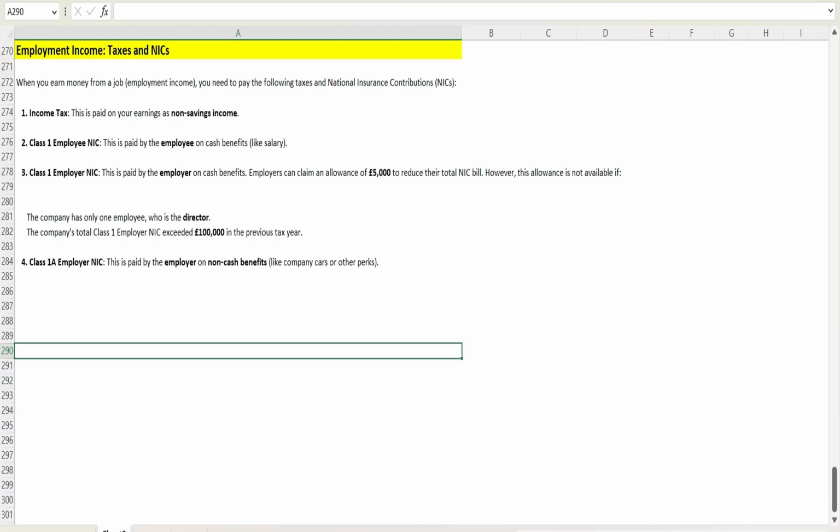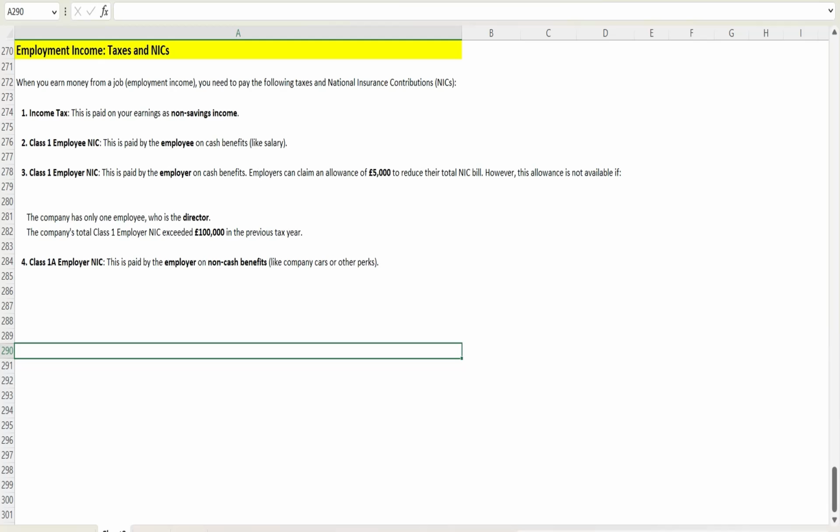So in this video, we will be learning about employment income and the tax which will be applicable in case of employment income. In the previous video, we learned how to differentiate between employment income and self-employment income. Then we learned how to calculate the taxable employment income, and what kind of expenses we are going to deduct against it. So in this video we will be learning about what kind of tax and NIC will be applicable.